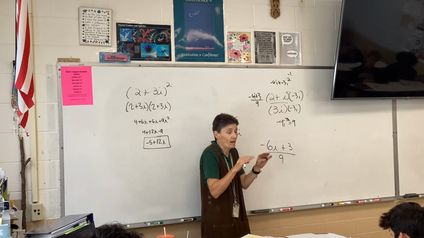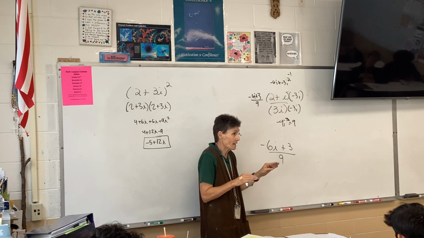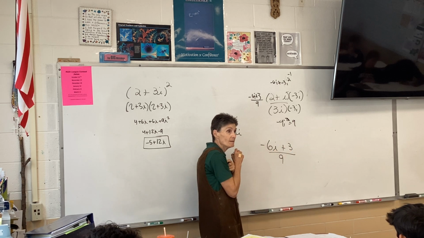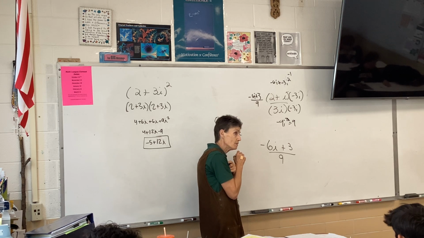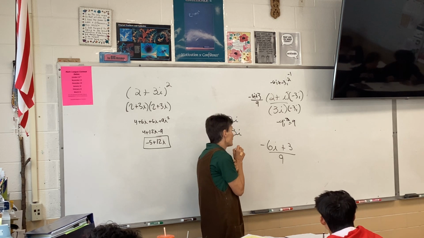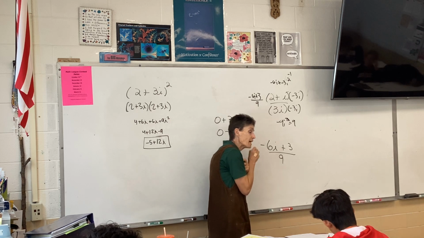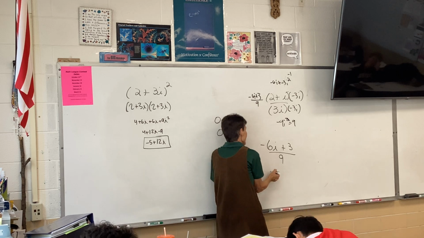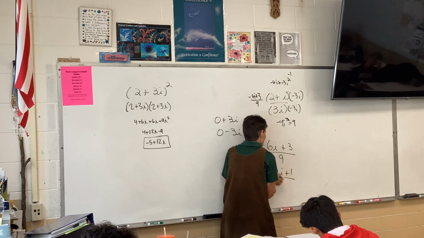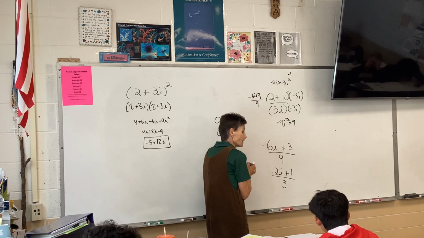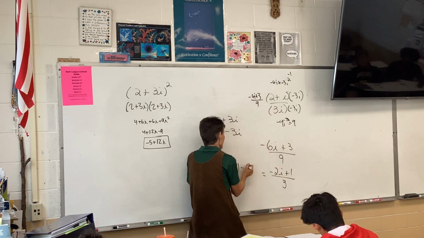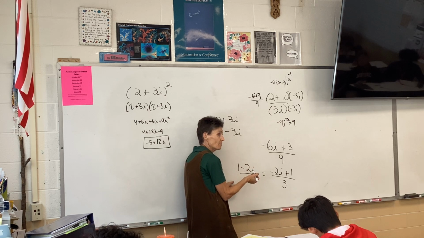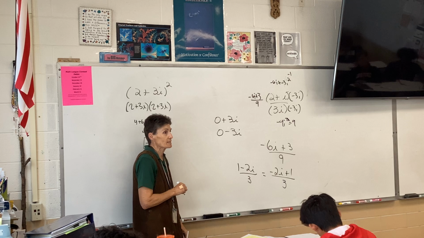Now, is he done? Not quite, because all of these are divisible by 3. Now remember, just like before, you can't simplify unless they're all divisible. So you can make this negative 2i plus 1 over 3. Some of you may have had 1 minus 2i over 3. Is that the same thing? Yes. Now I want to talk about something for a second.